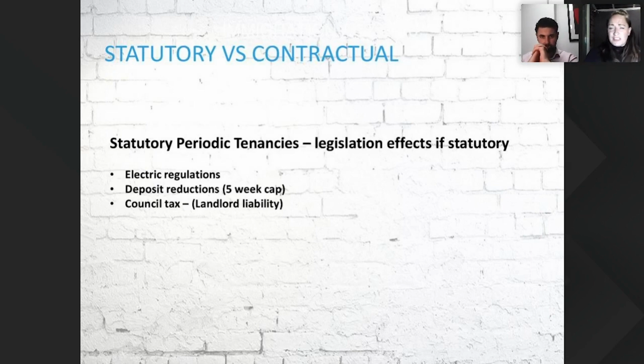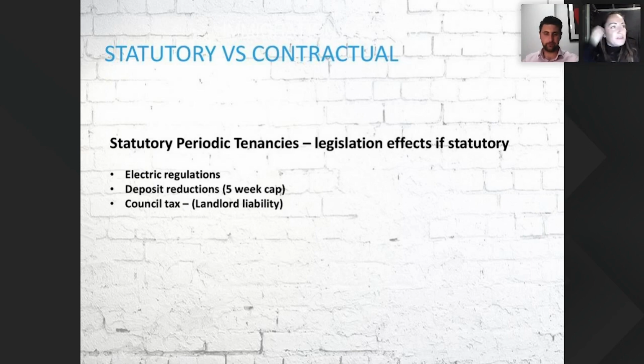So if you've got a statutory rolling tenancy that becomes a new tenancy every month, how long is that tenancy, Ali? 1 month. 1 month. Sorry, my mic wasn't on. I was ready for that. So every month you are going to be creating a new tenancy, and therefore, if the council became aware or the tenant stopped paying the council tax, you could be made responsible to pay the council tax.